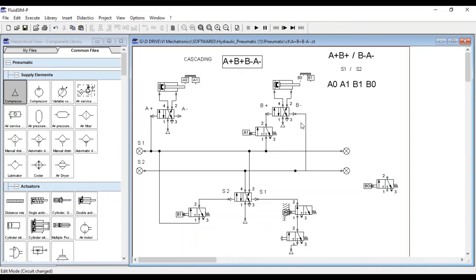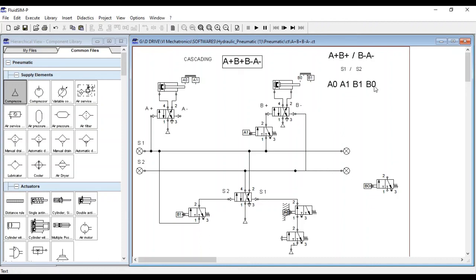our B minus operation. So S1, A plus; after A plus, A1; after A1, B plus; after B plus, B1. Because of B1 there is a change in power supply from S1 to S2 through this valve, and now S2 is powered, and when S2 is powered it is connected to B minus, and B minus occurs. Now after B minus, what do we want? We want A minus. For A minus, B0 is responsible.